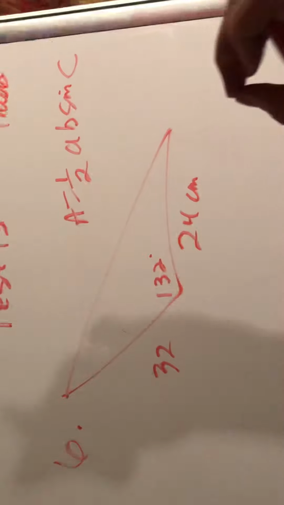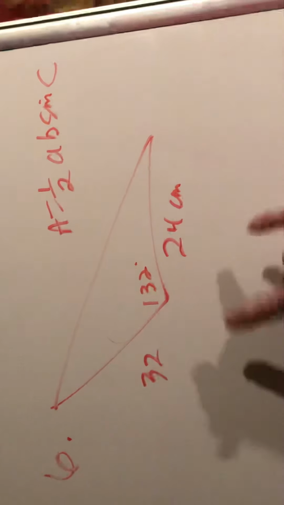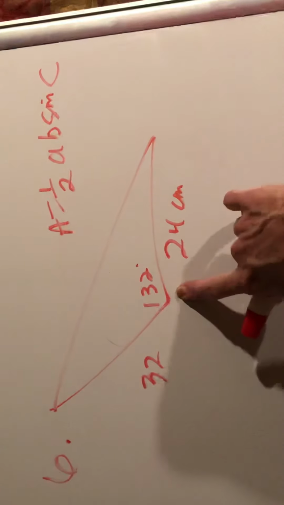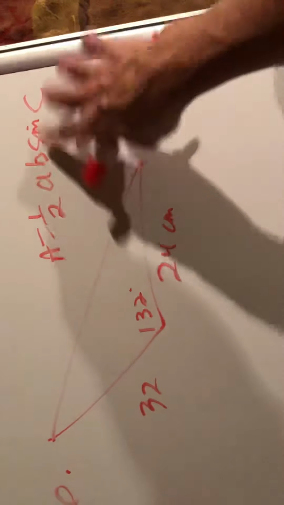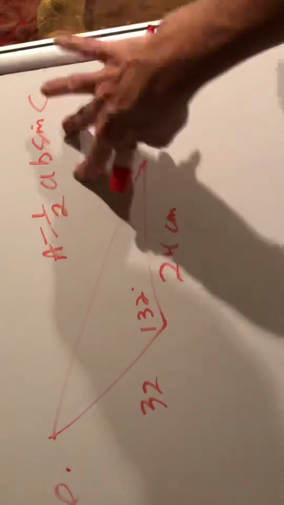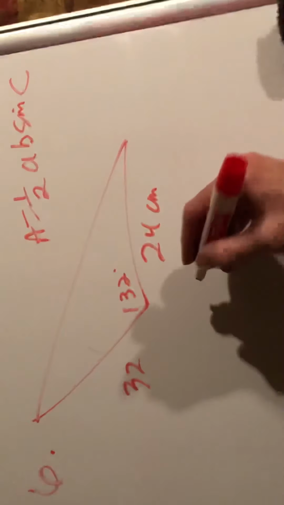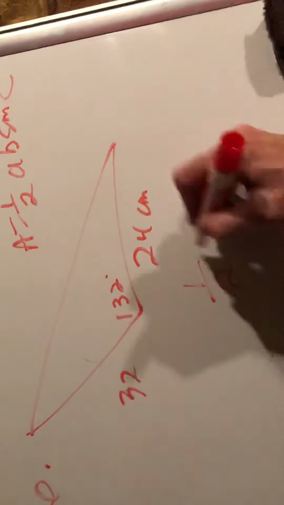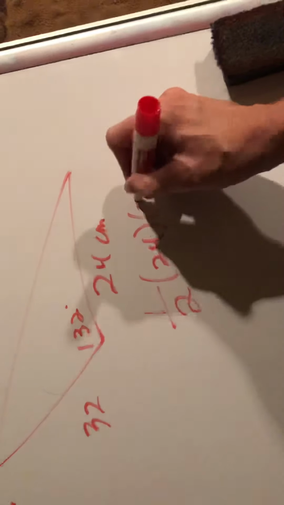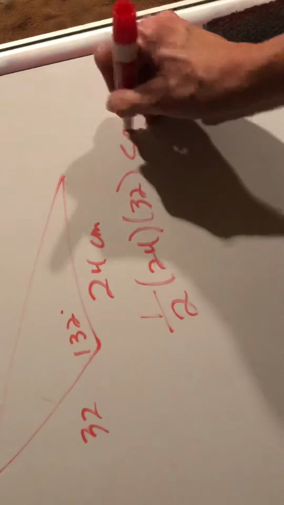Anyway, law of sines gives us a formula where if you've got 2 sides and the angle between, you can use this formula, 2 sides and the angle between. So none of these match. You've got the 2 sides and you've got the angle that doesn't match either one of them. So we would do 1/2 times 24 times 32 sine of 132.